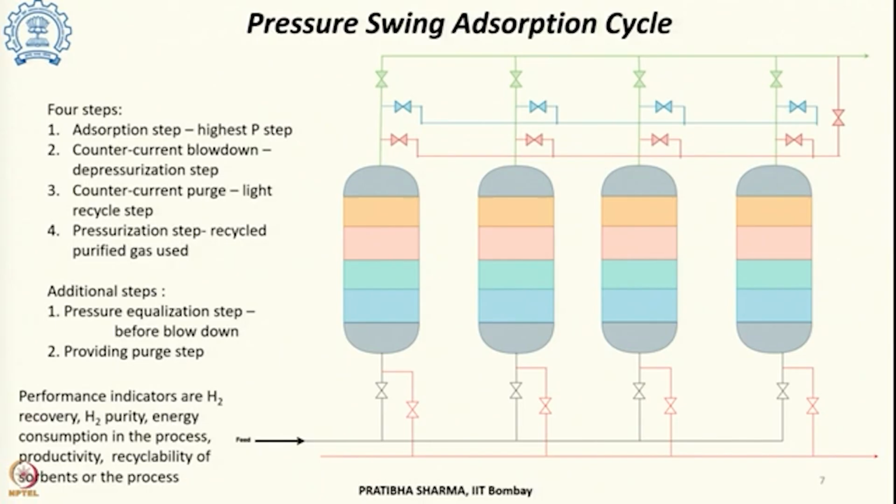So, it is done in a sequence of steps, so that the different impurities present in the bed get desorbed, and this is known as the depressurization step as well. So, this is subjected to a reduction in pressure, and the impurities are removed from the bed. Now, the third step involved is a counter current purge step.